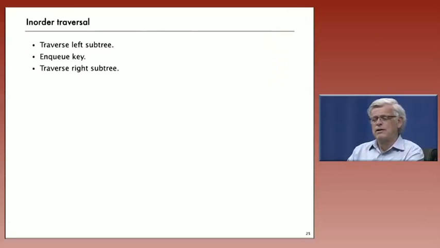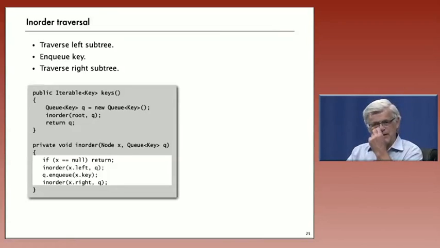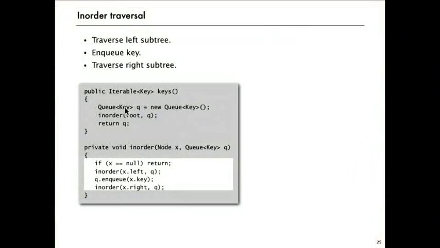The other thing we have to do is iteration, and iteration is a fundamental operation on tree structure, and it's based on so-called in-order traversal. And that's also a simple recursive algorithm. Traverse the left subtree, enqueue the key, traverse the right subtree. So to iterate, we're going to maintain a queue of keys, and then we're going to call this recursive in-order method, and that method is going to add all the keys in the tree to the queue, and then we'll just return that queue. A queue is an iterable data structure, and the client can iterate that.